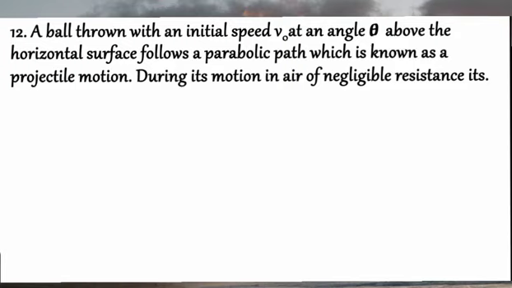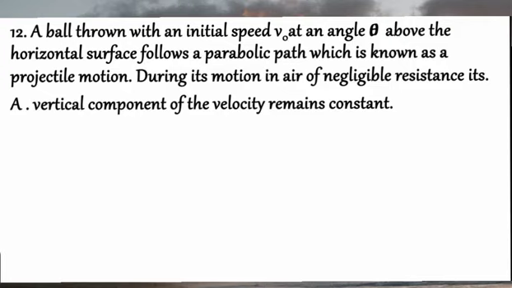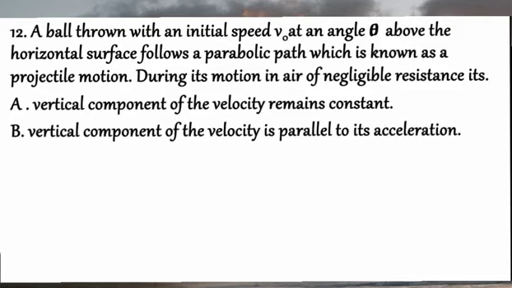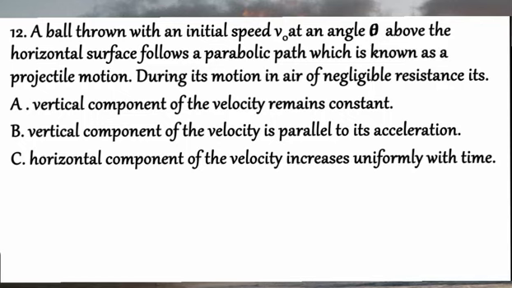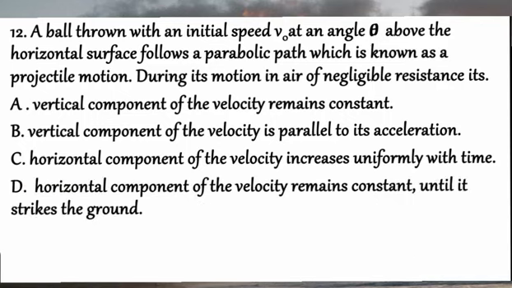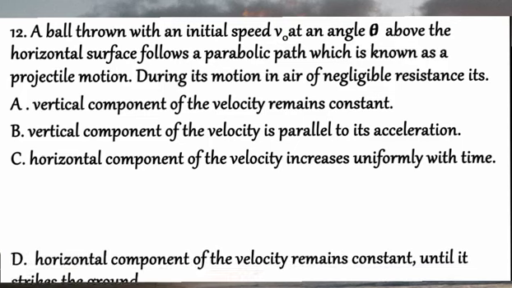Question number 12. A ball thrown with an initial speed v0 at an angle of theta above the horizontal surface follows a parabolic path, which is known as projectile motion. During its motion in air of negligible resistance, it is what? A: vertical component of the velocity remains constant. B: vertical component of the velocity is parallel to its acceleration. C: horizontal component of the velocity increases uniformly with time. D: horizontal component of the velocity remains constant until it strikes the ground.